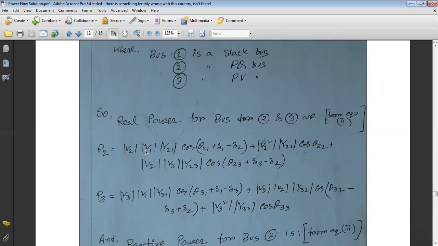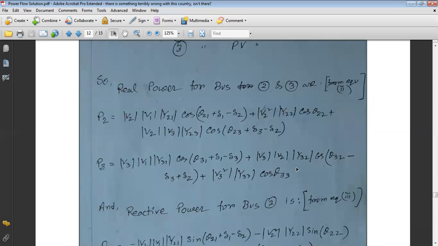It means voltage V2 conjugate times current I2. There are 3 buses, so this current should have 3 parts, 1, 2, 3. And here is the angle, all are angular cosine because this is the real power equation. This minus sign is for the conjugate, that is the V2 conjugate, that is del 2. And here is the equation for P3. Now we have to put down the values here.